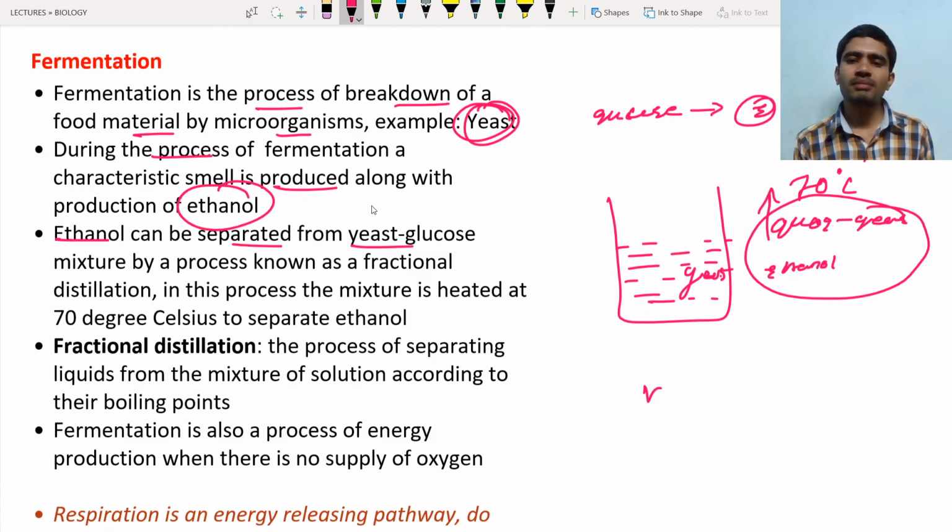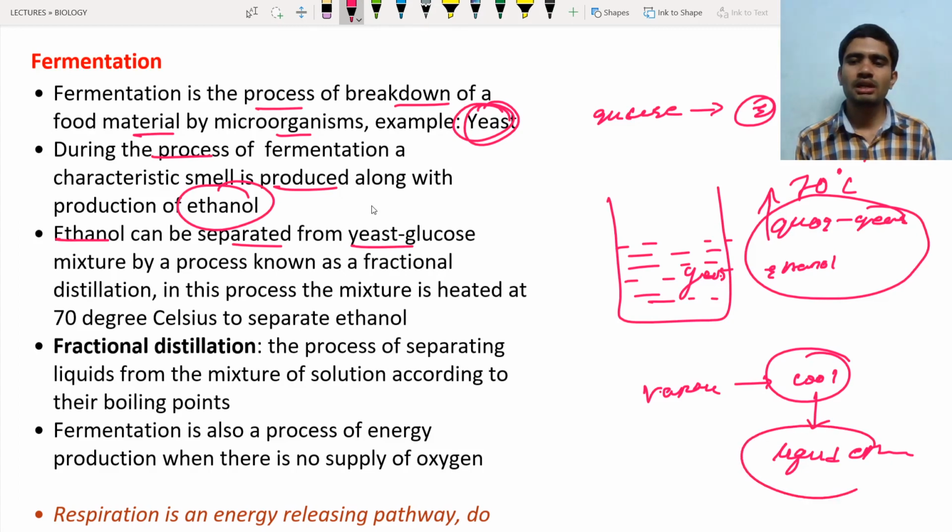If you collect the vapors of the ethanol and cool them, what will happen? They are going to condense and form liquid ethanol. So this is how you can collect it. You have to boil the solution at around 70 degrees Celsius. Ethanol is going to boil and come out. The vapors will be collected and cooled down, and after cooling, these vapors will turn into liquid. This is about it.